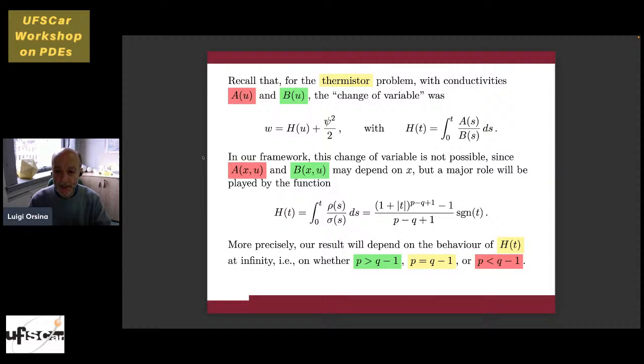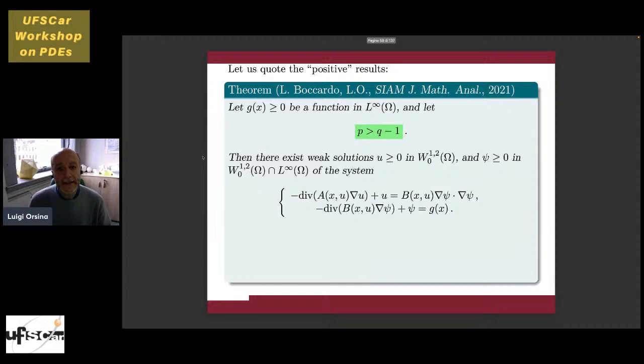Okay, so the first case I will deal with is, let's say, the positive case. It's the main theorem of the paper with Lucio Boccardo, and it is in the green assumption, that is to say, when P is larger than Q minus 1. So in this case, recall that G is a positive function in L infinity, then we prove that there exist weak solutions, that is to say, solutions in W1 to 0.